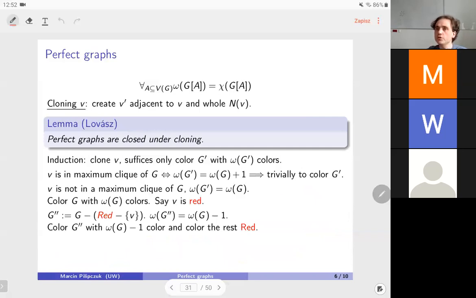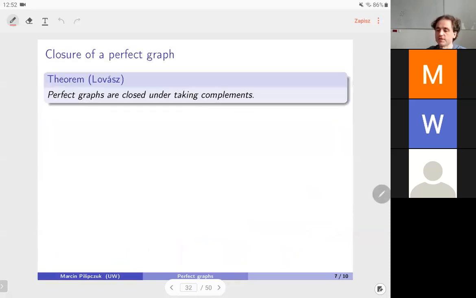Perfect graphs are closed under taking clones. So you take a perfect graph, you clone one vertex, and this is still perfect. So this is the lemma, and we're going to use it now to prove the weak perfect graph theorem, that perfect graphs are closed under taking complements.